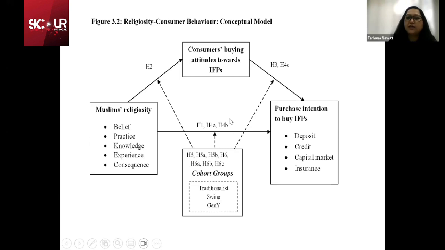Interestingly, in my study, I found that for Gen Y, the strength of the relationship between these two variables is actually stronger. So you can compare the result, or the strength of the relationship, across these three groups. Make sense or not?